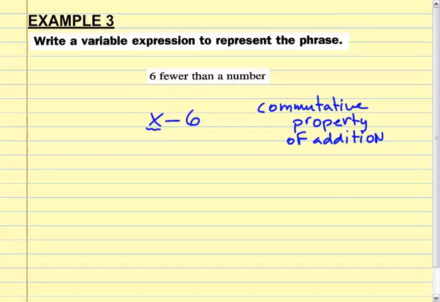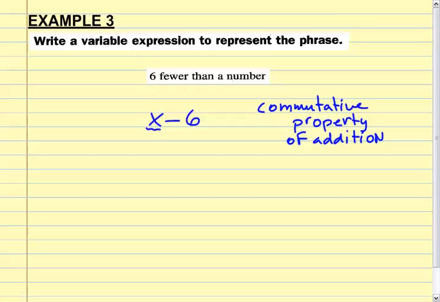They can commute. You know how you go from your house to school, you commute to school? Okay, it means you're moving from one place to another. Same thing with numbers that you're adding. You can move them. This is their commutative property, and you still get the same answer.